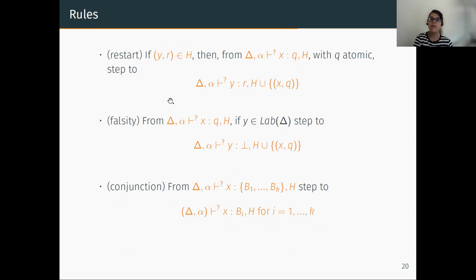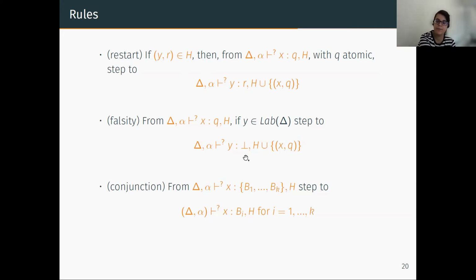And then we are going to have our restart rule, where if we have an atomic formula in the history that is in a certain state, then if we are asking for an atomic goal, we can ask instead for this formula that was in the history. And because we also have falsity, falsum, in our language, we also have this falsity rule, which tells us that if we are asking for an atomic goal, and we have any label in our database, we can ask for falsum in any label of our database.